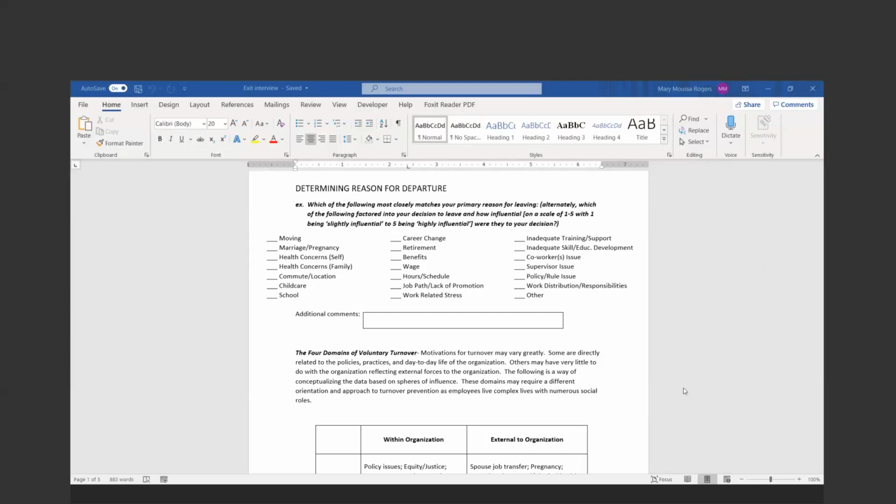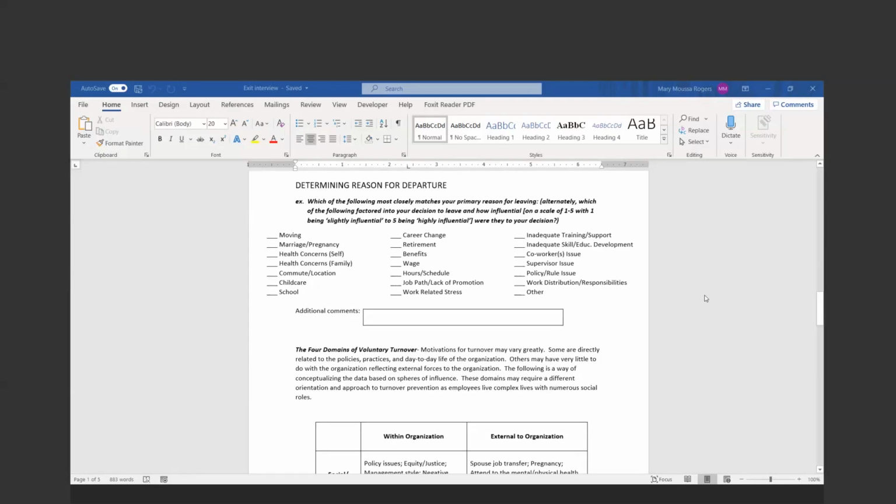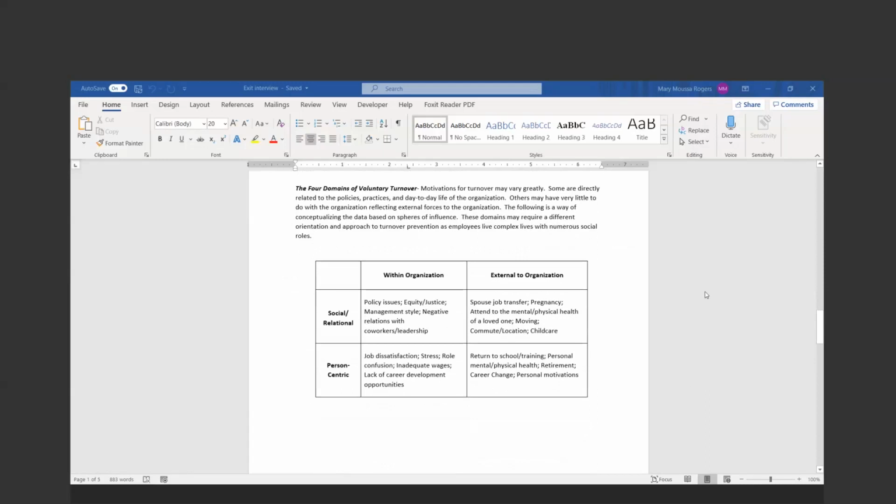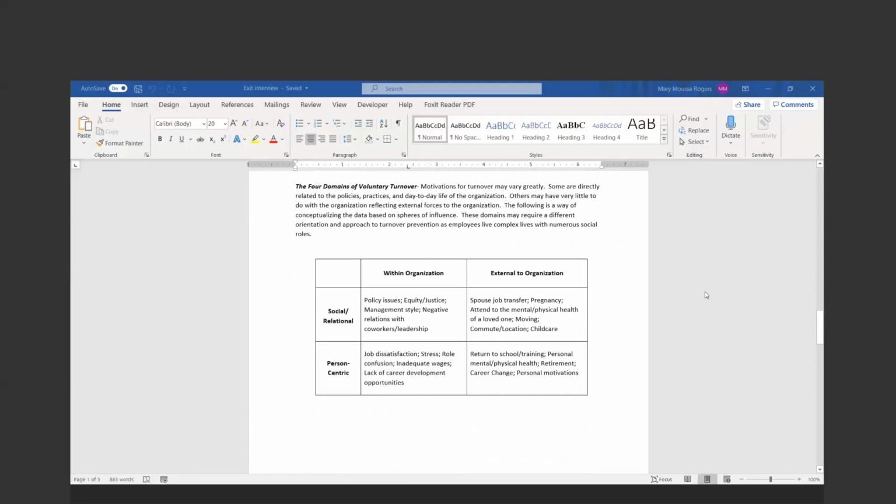If you look at the motivations we have chosen to list, it is obvious that the reasons for turnover may vary greatly. Some are directly related to the policies, practices, and day-to-day life of the organization. Others may have very little to do with the organization, reflecting external forces to the organization that may appear to be beyond the organization's control. Additionally, they can also be considered extrinsically motivated to the exiting employee, representing social, relational, and environmental factors, or they may be intrinsically motivated, stemming from personal desires, stresses, and motivations. Based on these differences, we have developed the 4 domains of voluntary turnover as a way of conceptualizing the data based on the various spheres of influence that may drive turnover. These domains may each require a different orientation and approach when looking to prevent future turnover, and reflect the complexity of the work-life balance and the sometimes conflicting nature of social roles.